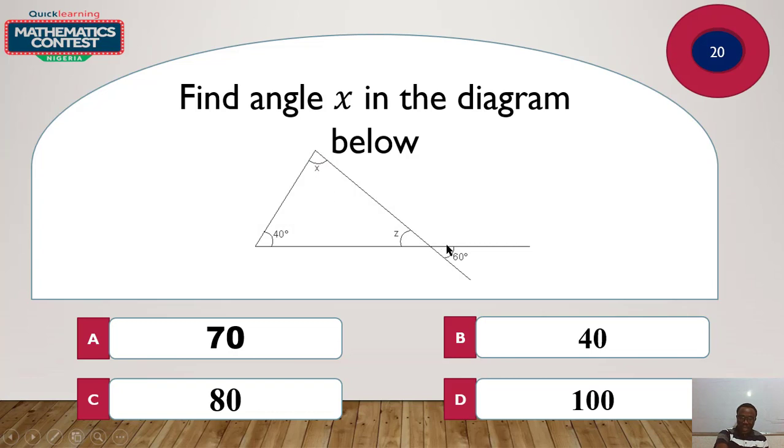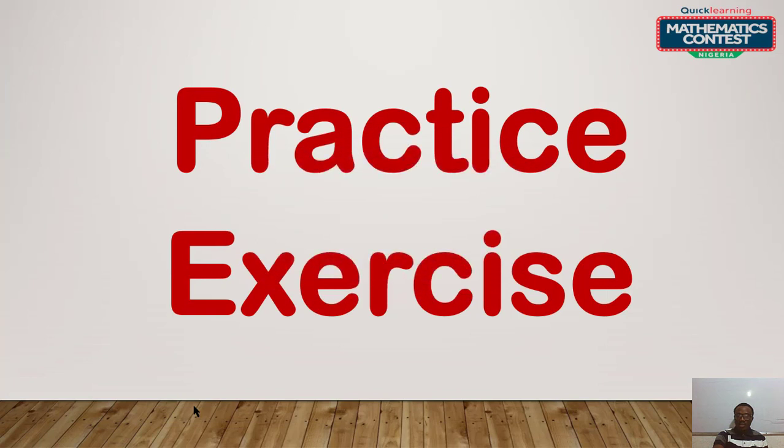Now vertically opposite angles are equal. So if here is 60, here too is 60, it means Z is 60. Now we have a triangle. Sum of angles in a triangle is 180. So 40 plus 60 is 100. 100 taken away from 180 is 80. So the answer is option C, 80 degrees. And I think that should be the last question.